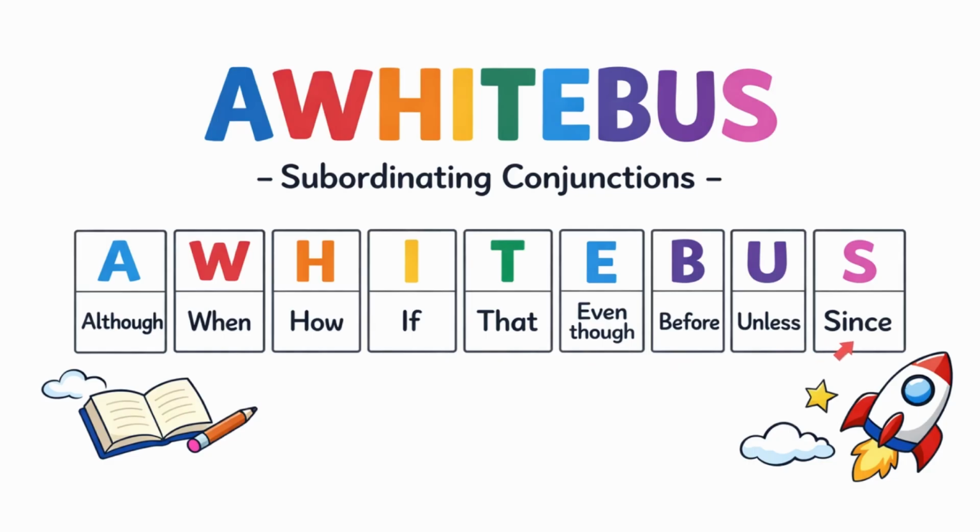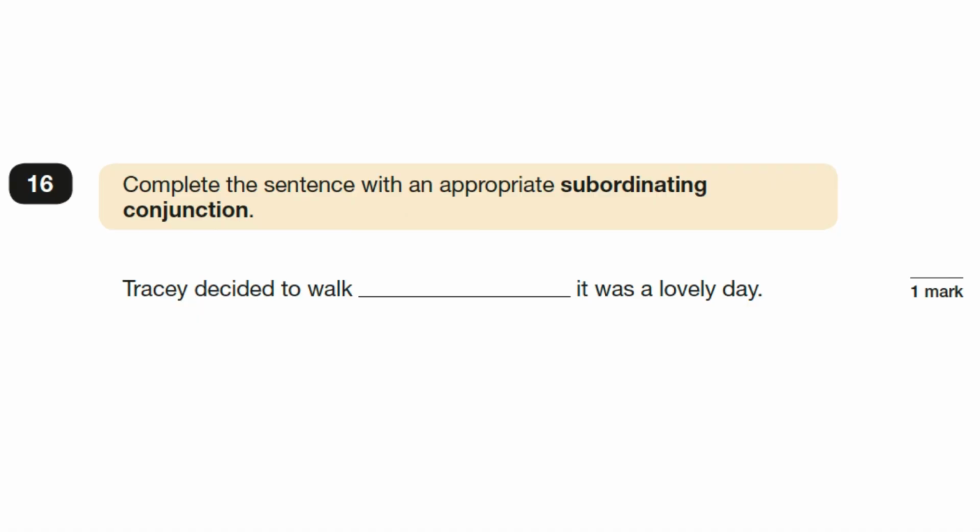And some of them are very, very common. We've got because in there as well, but we've got since and although. When is a really, really common subordinating conjunction. Very straightforward, and we just need to remember them well enough that we can spot them in sentences and go, yep, straightforward, that's a subordinating conjunction. I'll take the easy mark, thank you. So with subordinating conjunctions, there are more marks available generally.